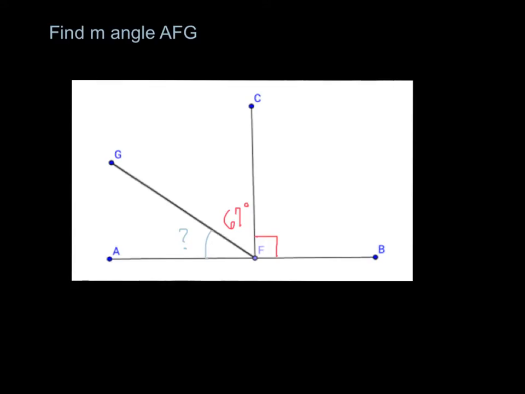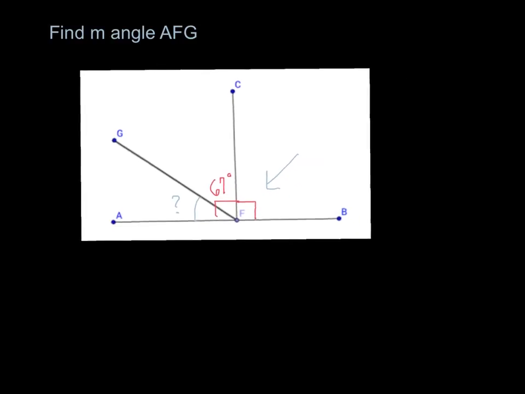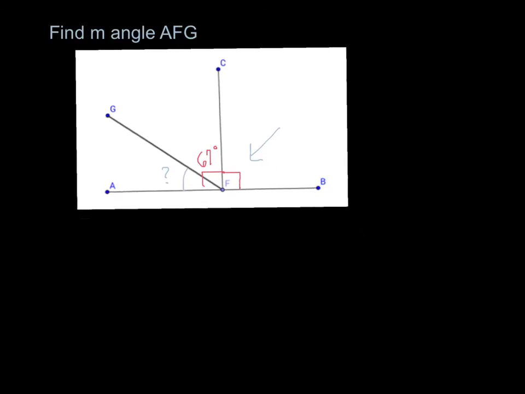So here we have another diagram. This one's a little bit more complex. But looking at it, we are given that there is a 90-degree angle right down here, angle CFB, and we have a linear pair there, so that means that the other side is going to have to add up to 90 degrees as well. All right, so here we're going to use what we know about complementary angles to solve for angle AFG. So now we can take what we know about complementary angles and solve for angle AFG.